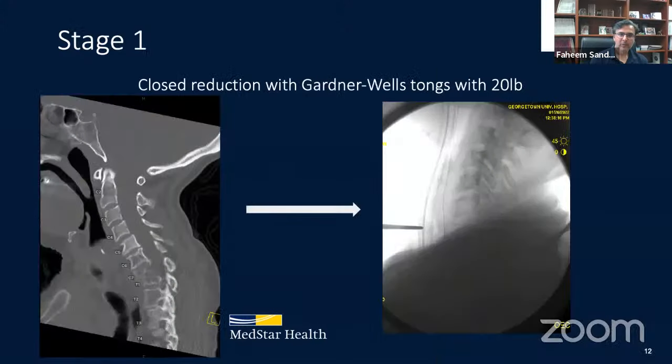And prior to surgery, to help with alignment, the patient was placed into Gardner-Wells tongs the day before surgery with 20 pounds of traction. And you can see this helped significantly improve the alignment and restore some lordosis prior to surgical intervention.